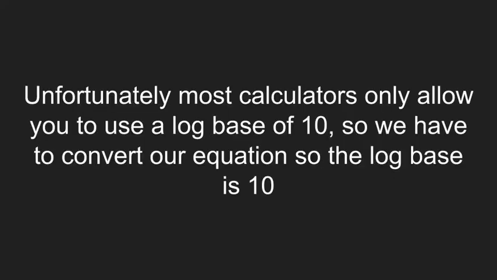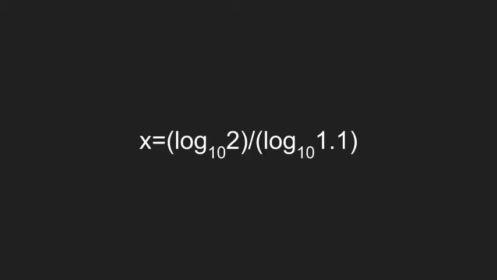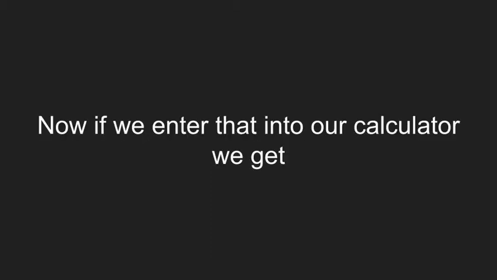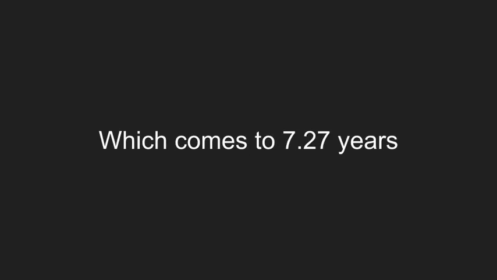Unfortunately, most calculators only allow you to use the log base of 10. And we have to convert our equation so the log base is 10, which is log base 10 of 2 divided by log base 10 of 1.1. Now let's enter that into our calculator. We'll have a log of 2 equals 0.3 divided by log of 1.1 equals 0.04, which comes to 7.27 years, which we can round to 7.3 years. So with 10% interest, it would take 7.3 years to double your money.